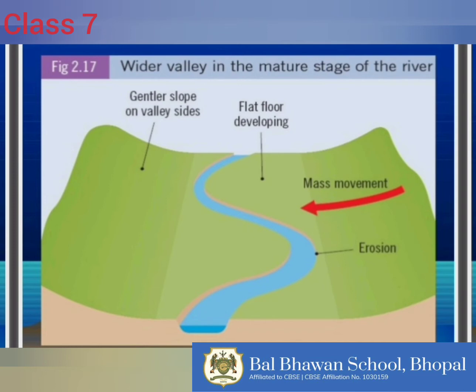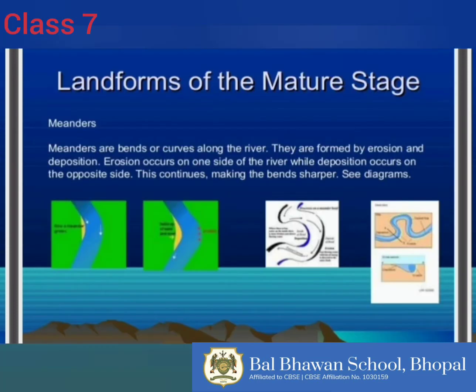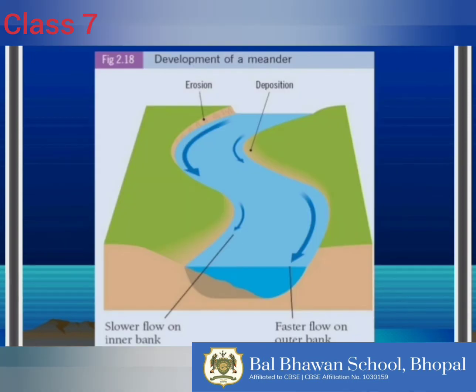Due to continuous erosion and deposition, the meandering lobes become almost circular and come very close to each other. During floods, the river generally overflows its banks. The fine alluvial soil brought by the river is deposited on the valley floor. This fertile part is called floodplains.